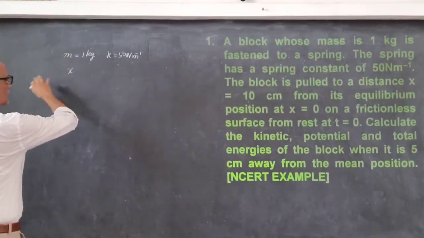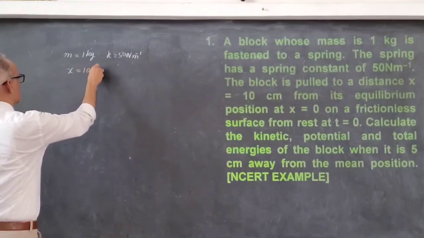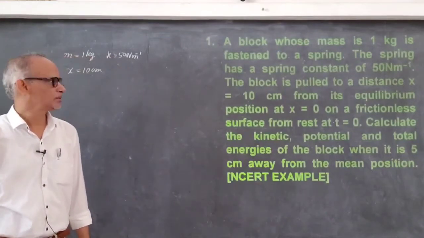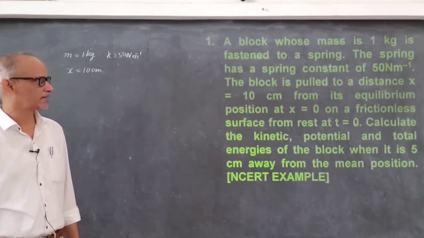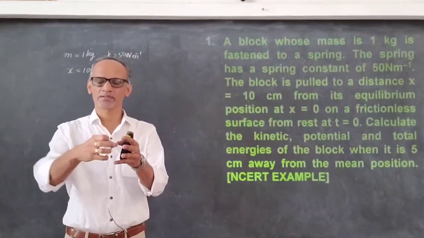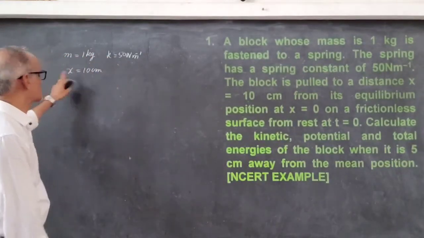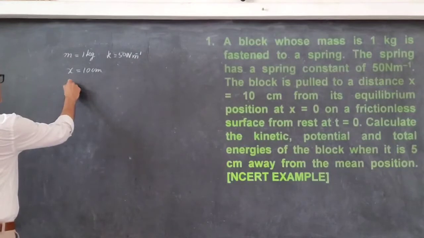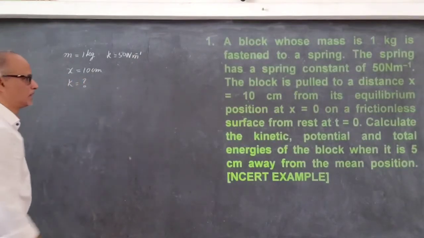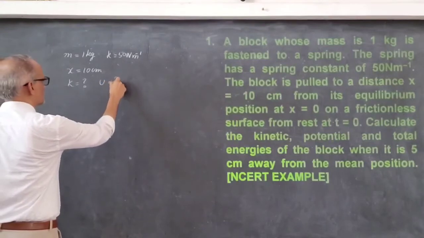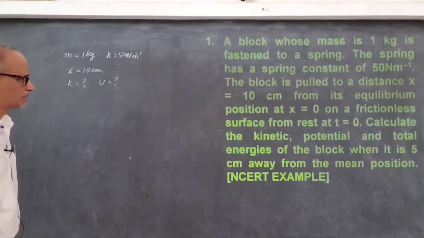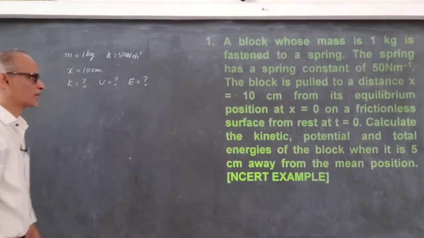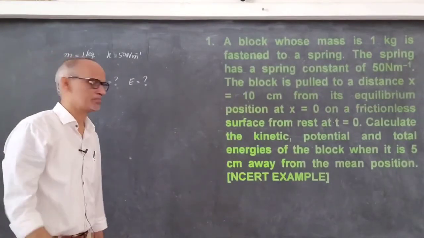So, they have given that the block is pulled x equal to 10 centimeter from its equilibrium position at x equal to 0 on a frictionless surface from rest at t equal to 0. So, initially the block was at rest, now it is pulled through a distance x equal to 10 centimeter. First one, calculate the kinetic energy. So, we need to find the value of K, kinetic energy, the potential energy, which is U, and the total energy E of the block, when it is 5 centimeter away from the mean position.